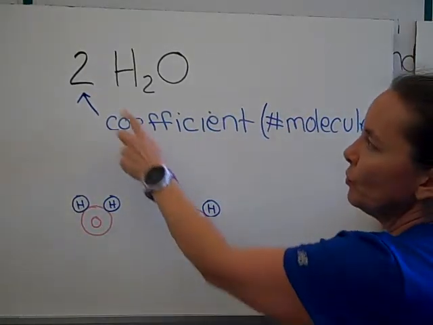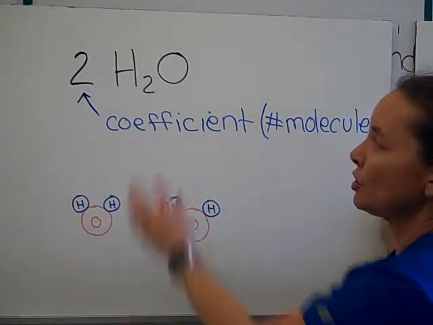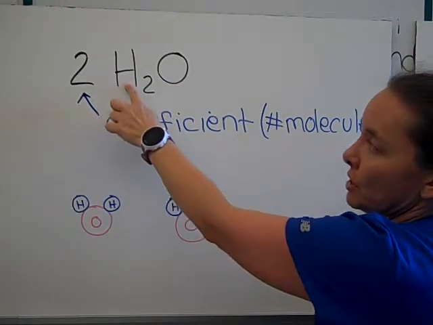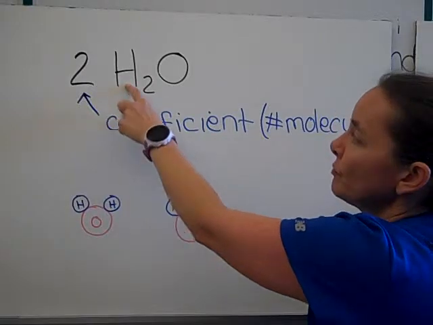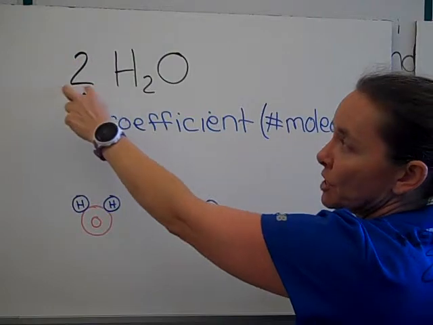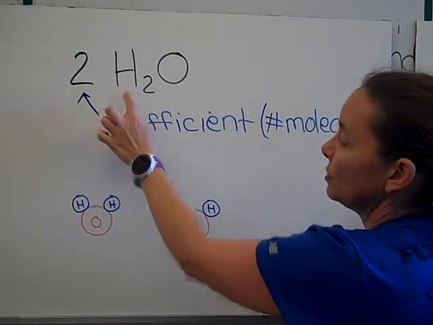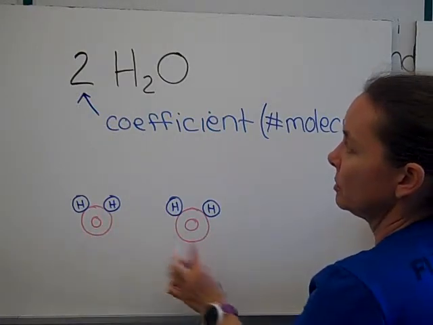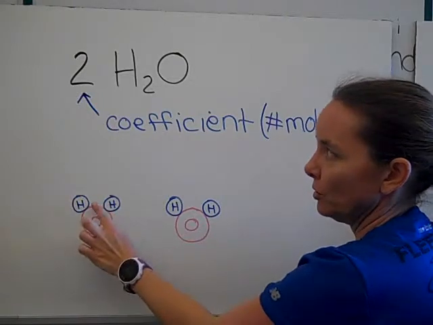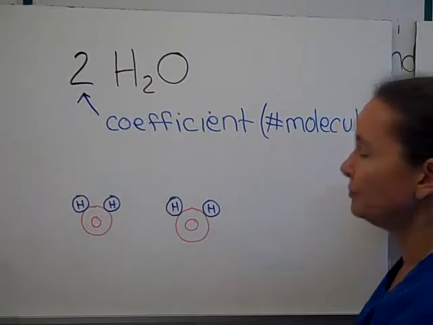Coefficients. We use coefficients in front of an entire molecule in order to show how many of the molecules there are. Okay, so the subscript told us there were 2 hydrogens in our water molecule. But now the coefficient, which is a large number written at the beginning of the molecule, tells us there are 2 molecules. So the subscript tells us how many of each element are in the molecule, and the coefficient tells us how many total molecules we have.